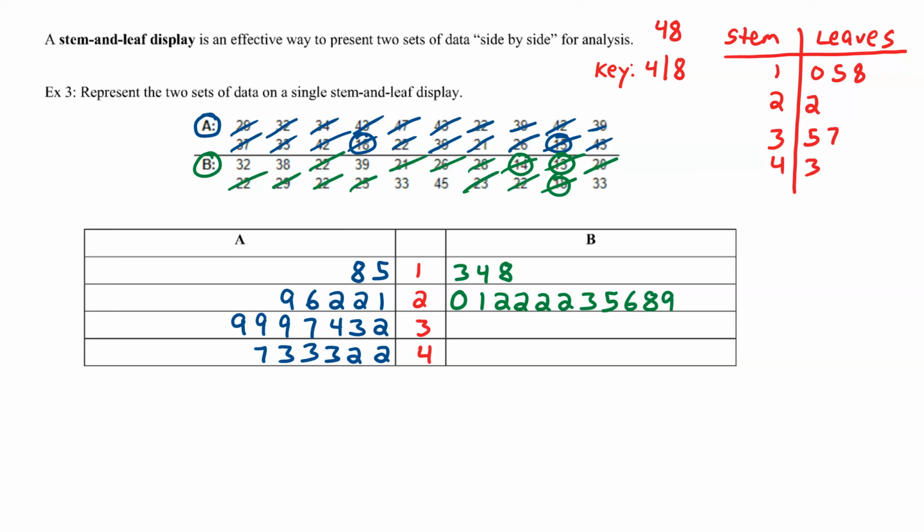If we look at the 30s, we've got 32, 33, 33, 38, and 39. And then we've got 45. So we have all of our values represented. So this is how we fill in a stem and leaf display when we've got two sets of data that we want to compare side by side.